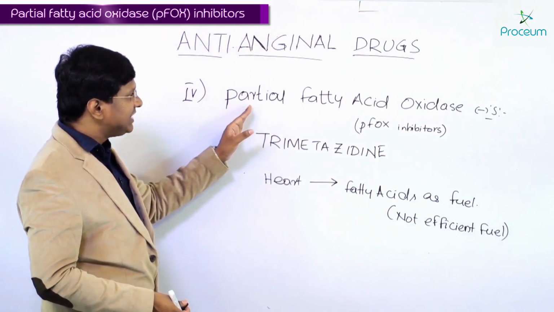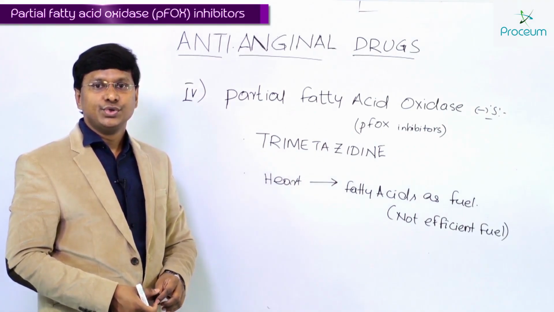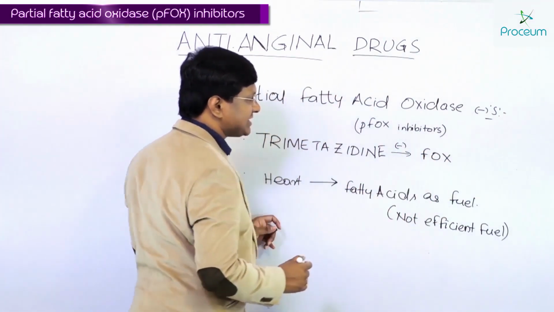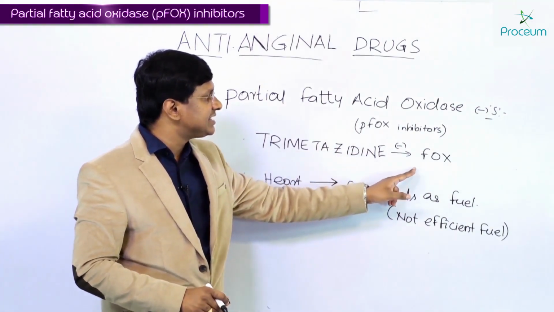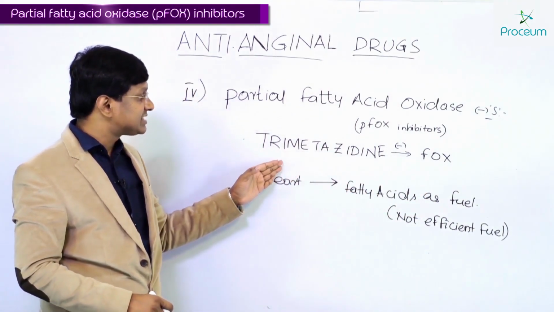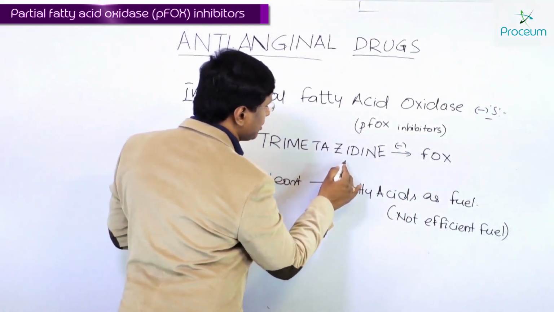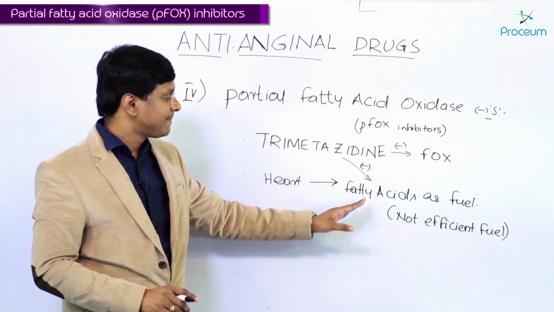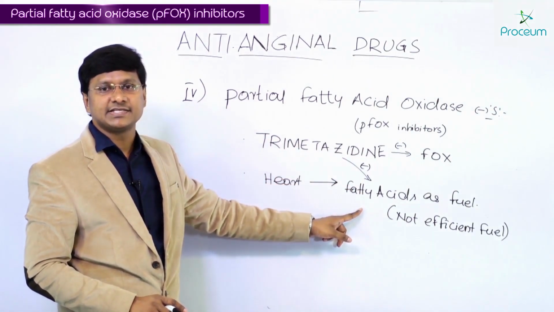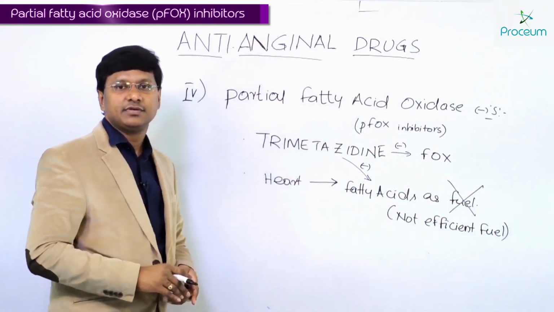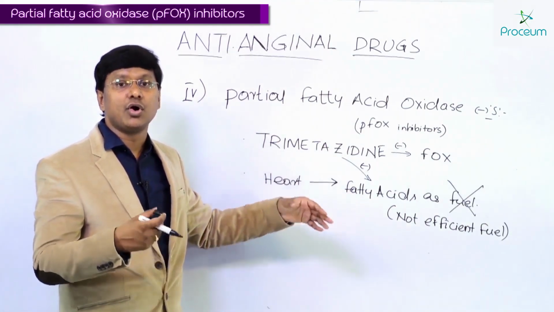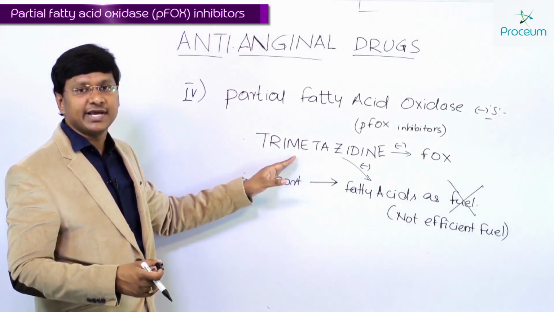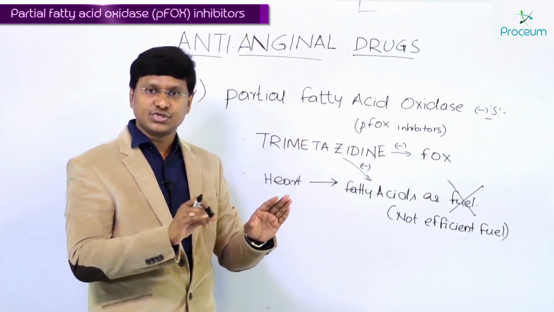With the help of trimetazidine, you inhibit fatty acid oxidase. Trimetazidine inhibits the oxidation of the fatty acids. So when trimetazidine is inhibiting the oxidation of the fatty acids, there is no energy production from them. Only when the fatty acids undergo oxidation is the energy released from them. But when you use a substance that inhibits fatty acid oxidation, there is no energy production from those fatty acids.